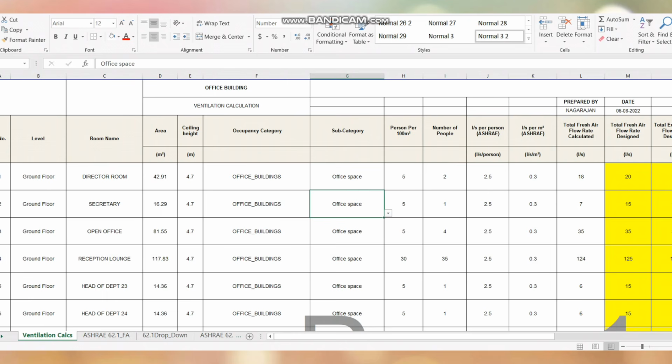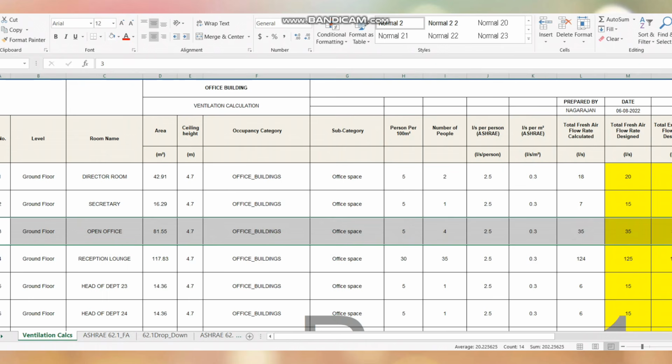And here the number of people we have to find out. So as I told you, ASHRAE 62.1 for the office space for the 100 meters square, it is 5 people only. So that's why for this area also. The next one is the open office.